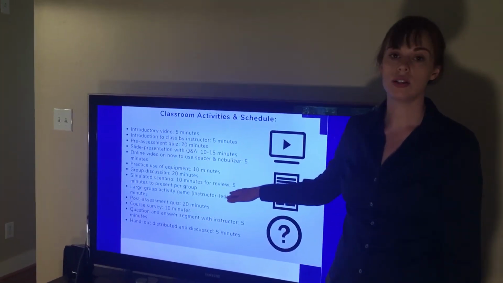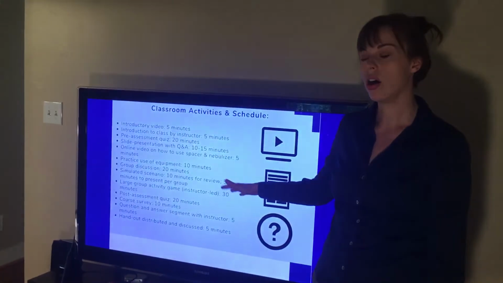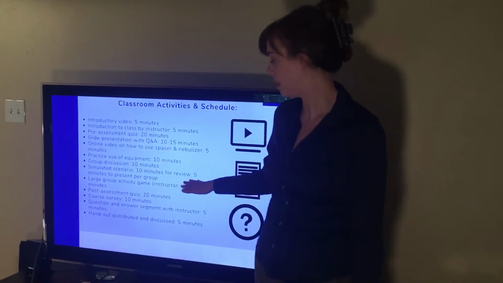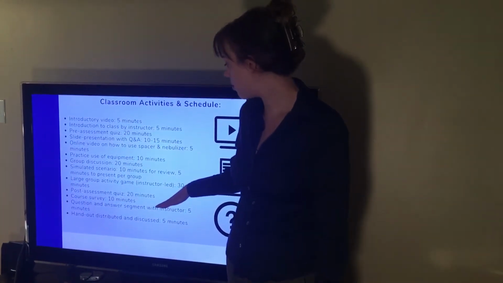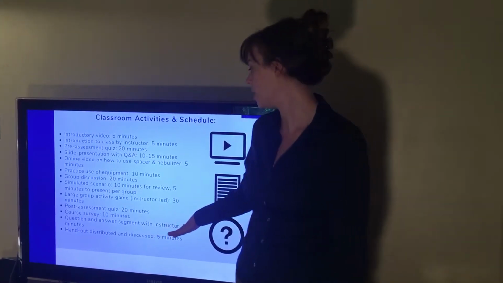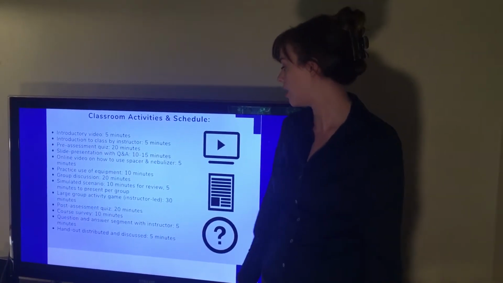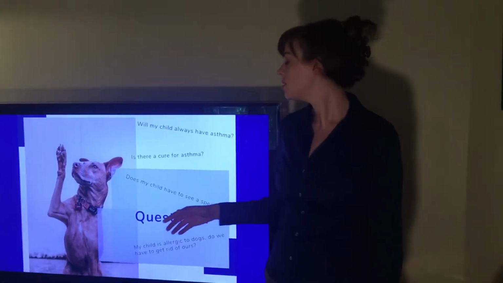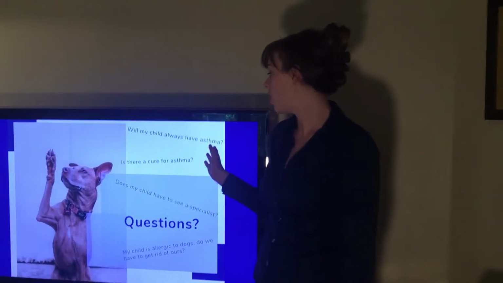group discussion about their personal experiences with asthma, and then the learners will divide into simulated scenarios to talk about what the do's and don'ts are of a child in an asthma attack. And then there will be an opportunity for question and answers with the instructor and a handout as well. So some questions that you might have at the end of this presentation: will my child always have asthma?